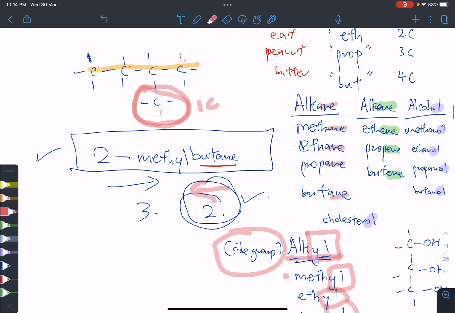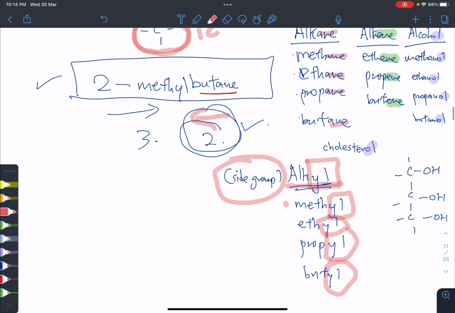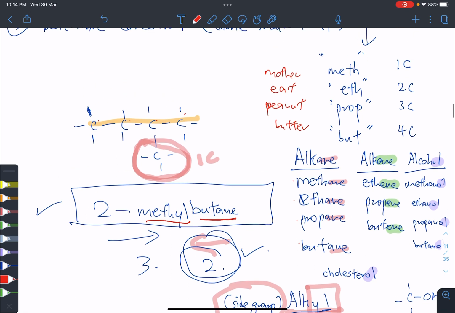Oh, so this side group got 1 carbon, meth. So I call it methyl. So I call this methyl butane. Then how come got number one? Okay, so why got number? Let's take a look at the number thing. So let's say if I count from the left hand side, this is my first carbon, second carbon, third carbon, fourth carbon. Okay, which means I have something at the third carbon.